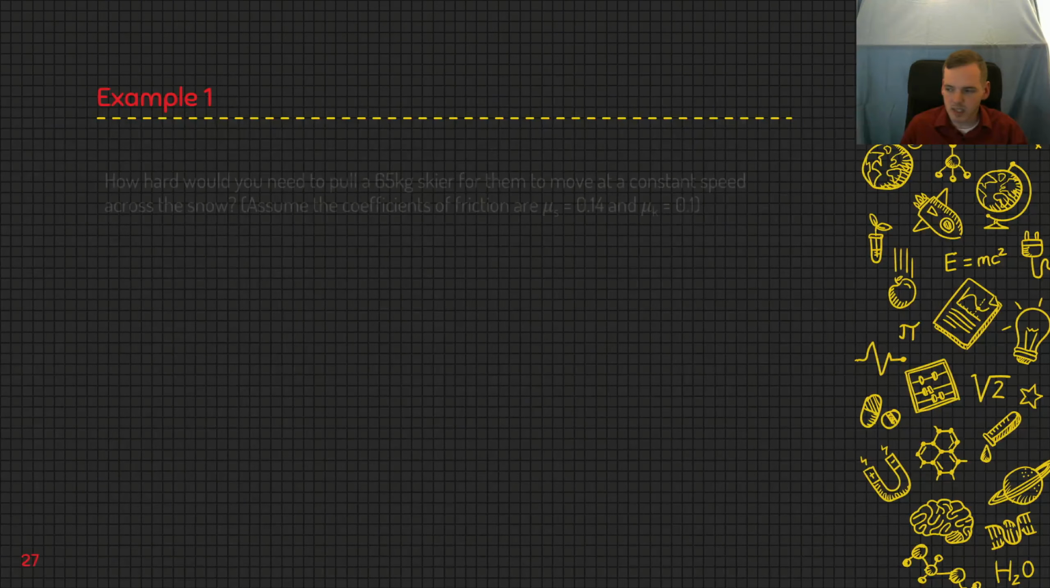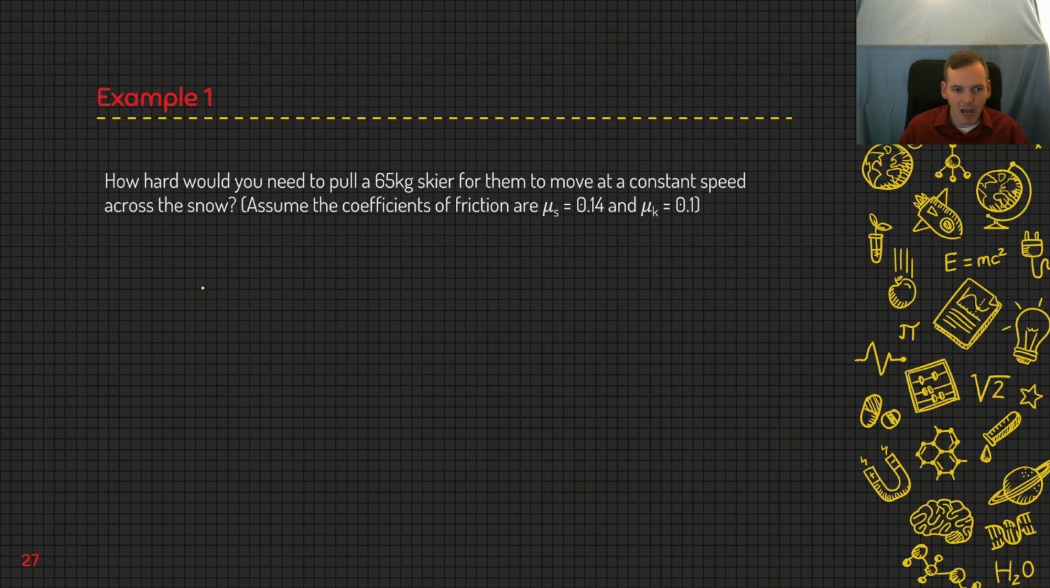So let's look at an example here. How hard would you need to pull a 65 kilogram skier for them to move at a constant speed across the snow? Assume the coefficients of friction are 0.4 and 0.1 for mu static and mu kinetic, respectively. So now, if we're pulling them across the snow, that means that we are moving, so we're going to want to look at mu k.